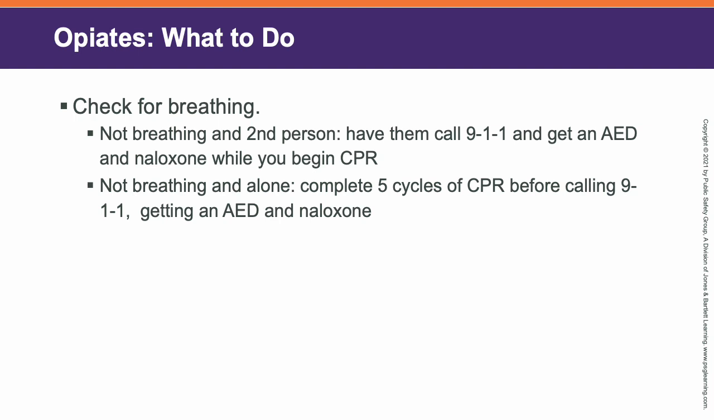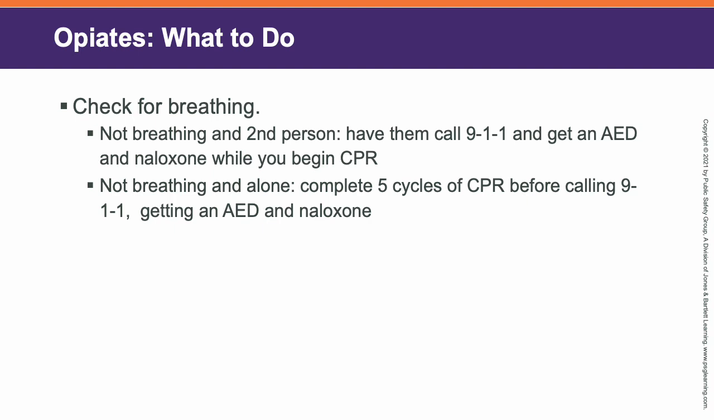As far as what to do, again, we're going to check those beginning emergent things. If they're not breathing and you have a second person with you, have that second person call 911 and get an AED and naloxone and begin CPR. If they're not breathing and you're alone, do 5 cycles of CPR before calling 911. Get an AED and naloxone.